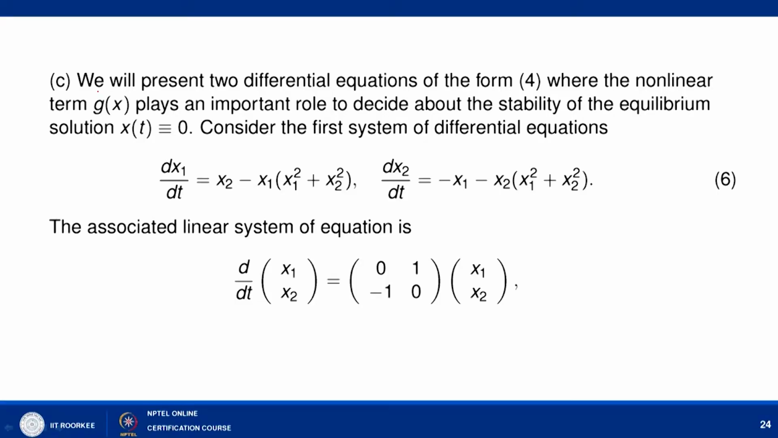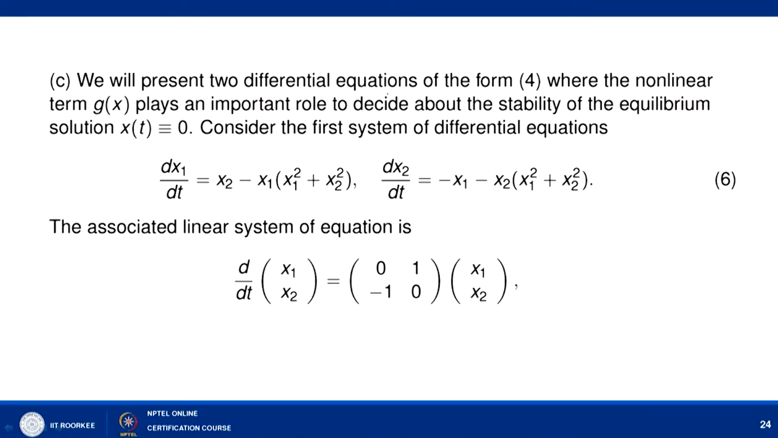We will prove part A and part B a little bit later, but let us first focus on part C. It means that when some of the eigenvalues of A have zero real part, the function g(x) plays a very important role. So, we want to consider this part C, where we will present two differential equations of the form x' equal to Ax plus g(x), where the nonlinear term g(x) plays an important role in deciding the stability of the equilibrium solution x(t) equal to 0.